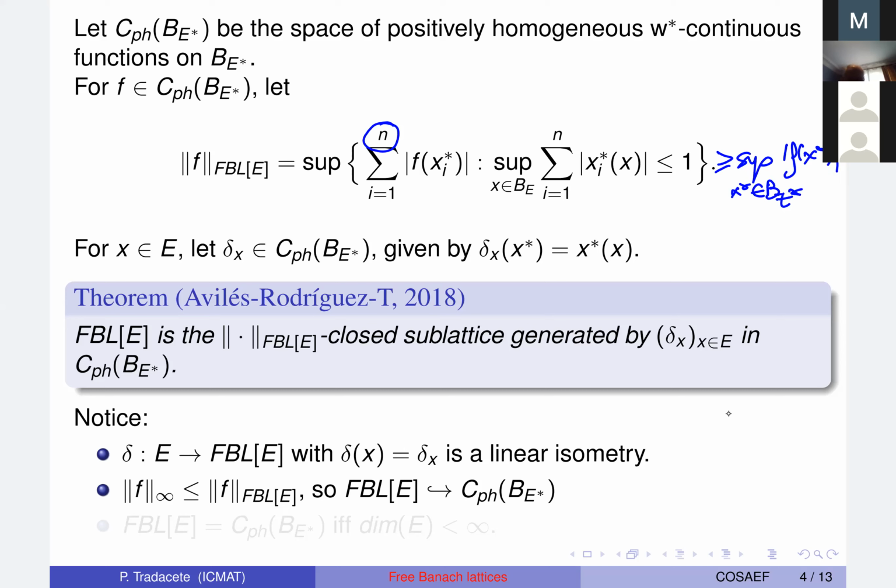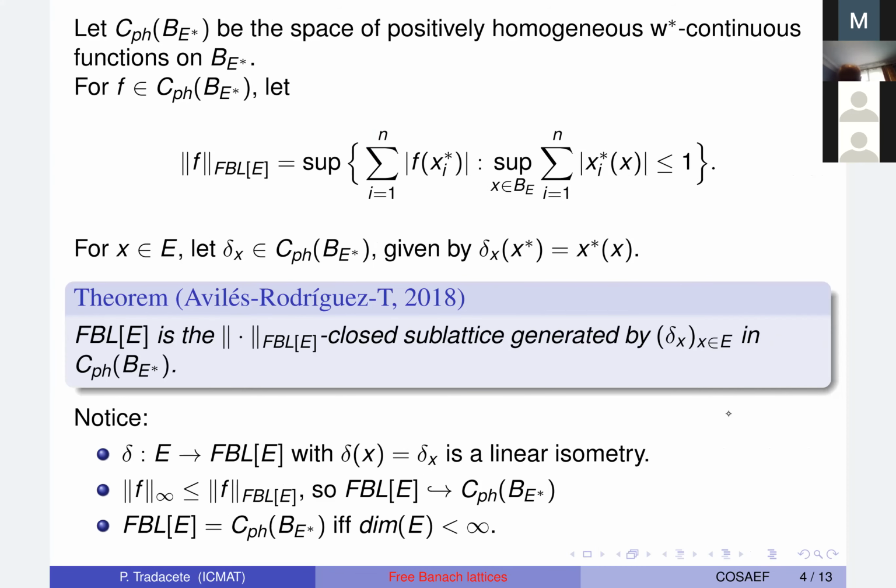Right? So this allows me to view FBL of E, I mean, to consider this formal inclusion of the free Banach lattice generated by E into the space of continuous functions on the unit ball as a continuous map with norm 1, right? So this is a linear and continuous map. Of course, the norms are different between these two spaces, but you have this continuous inclusion. And in fact, one can show that the two spaces coincide. I mean, the free Banach lattice generated by a Banach space E coincides with the space of continuous functions precisely when the dimension of the underlying Banach space is finite.